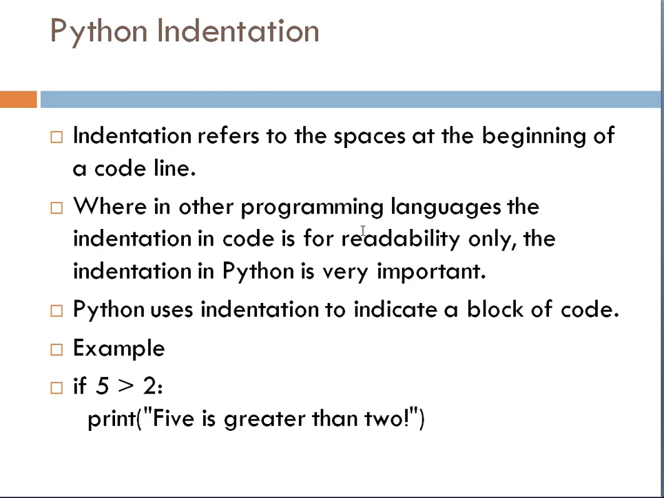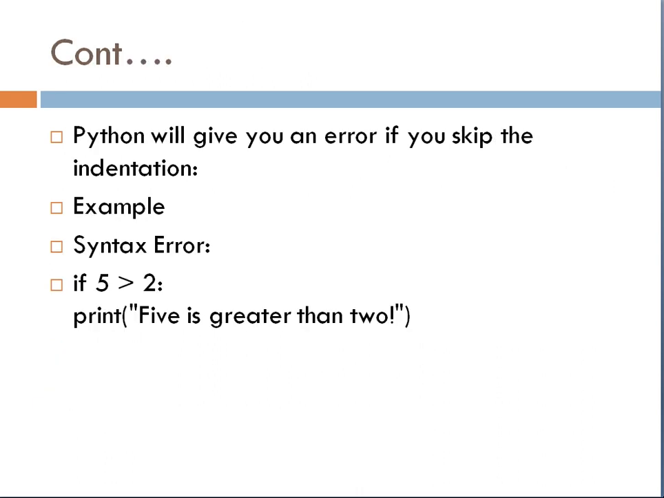In other programming languages, the indentation in code is for readability only. The indentation in Python is very important. The spacing is very important. Python uses indentation to indicate a block of code. If you don't write the indentation properly, then an error message will come and it will not compile. Python will give you an error if you skip the indentation, like in this example. If I don't start with the space here, it will give an error.